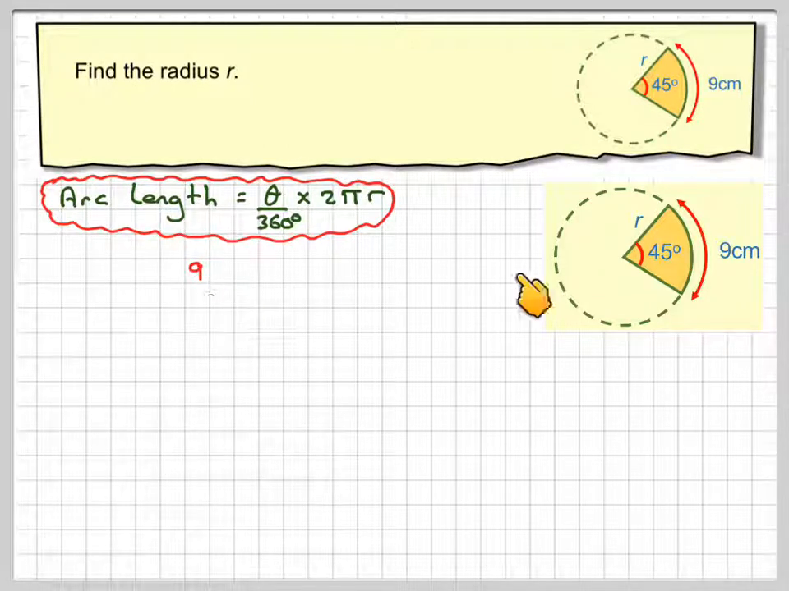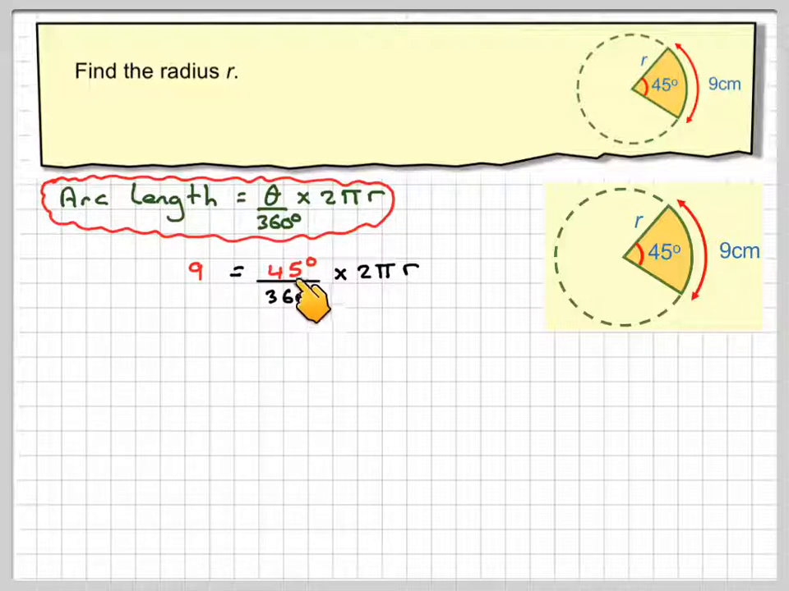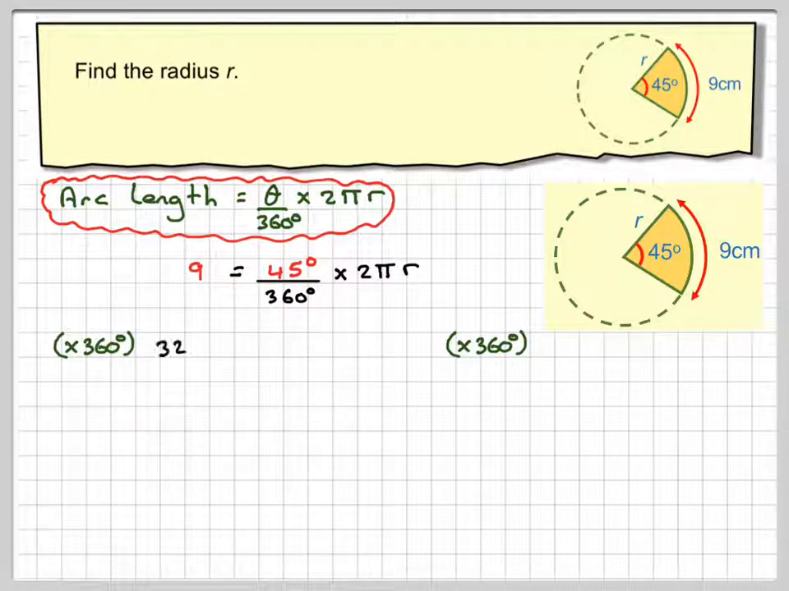So we're going to have 9, because the arc length is 9, is equal to 45 over 360 times 2 pi times r. Right, don't do too much in one go, but obviously to do the opposite of dividing, we've got to make r the subject. The opposite of dividing by 360 is to multiply both sides by 360. So 9 times 360 is 3,240.